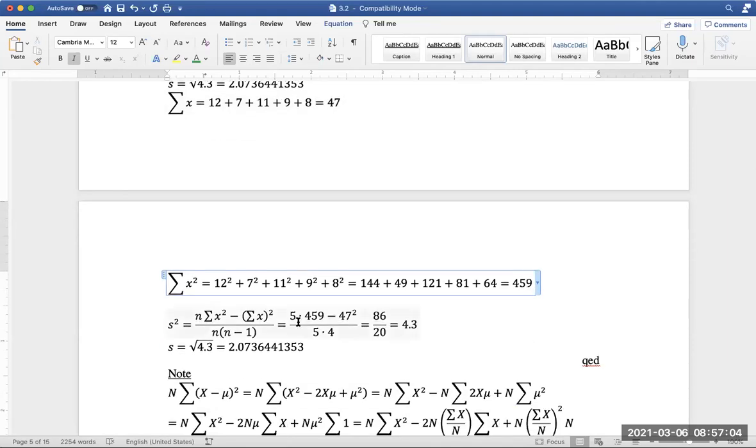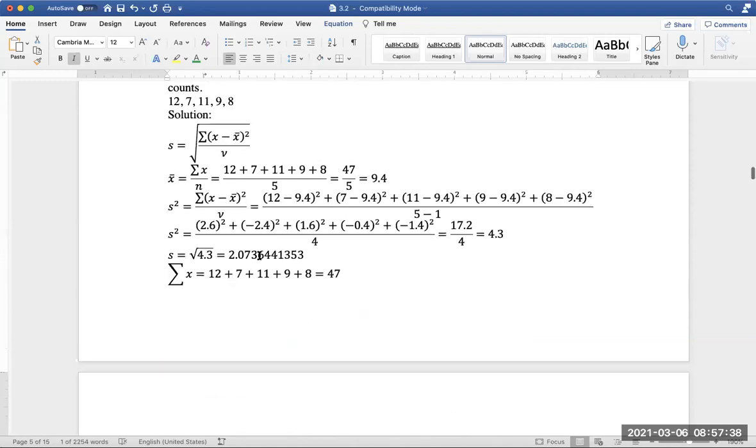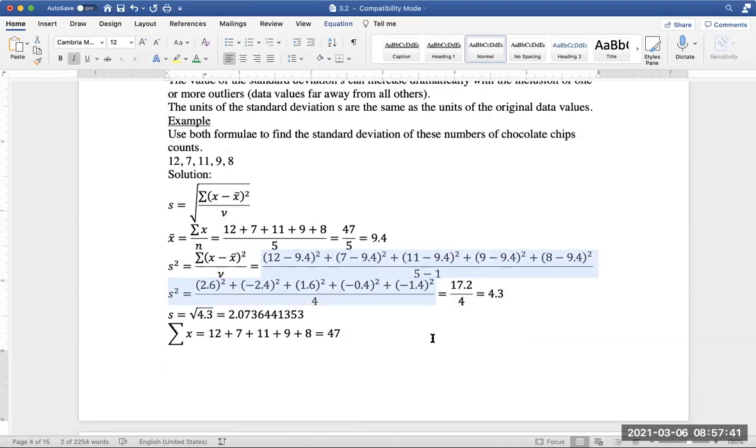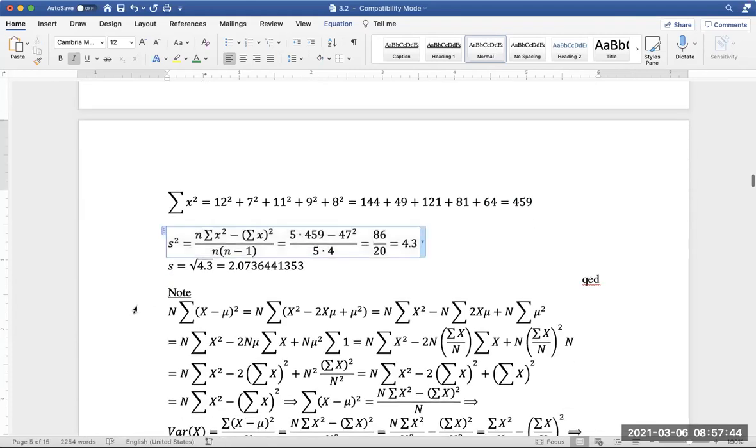459. So n, 5, times the sum of x squared, 459, minus the sum of x, 47, squared, divided by n, 5, times n minus 1, 4. 5 times 4 is 20. 5 times 459 minus 47 squared is 86, divided by 20, 4.3, take the square root of that, 2.0736441353. You may notice that this is much easier than the other computation. So in general, it's an easier computation to deal with.